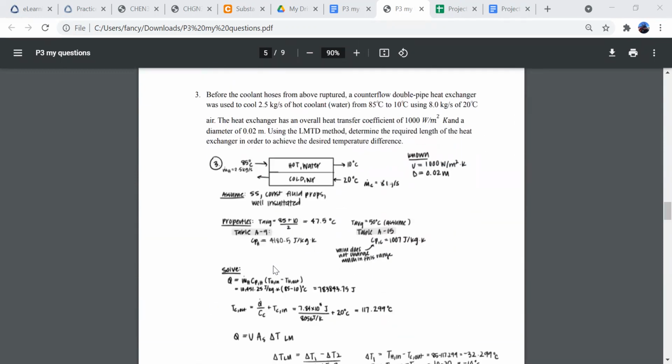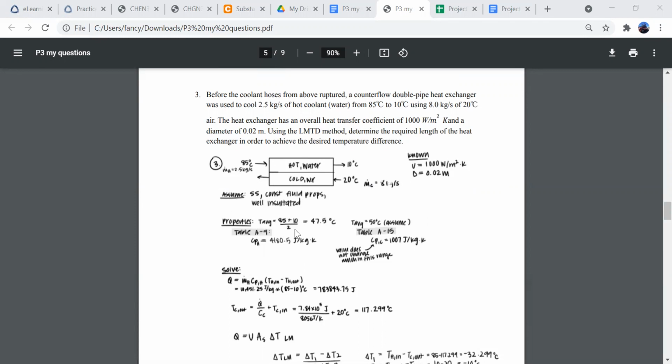Okay, for the third question, it's looking at the automotive radiator that was attached to those coolant hoses. And you're asked to find the required length of the heat exchanger using the log mean temperature difference method. And so we assume it's steady state and that it's well insulated. We're given the overall heat transfer coefficient and the diameter of the pipe, because we're going to model it as a counterflow double pipe heat exchanger.